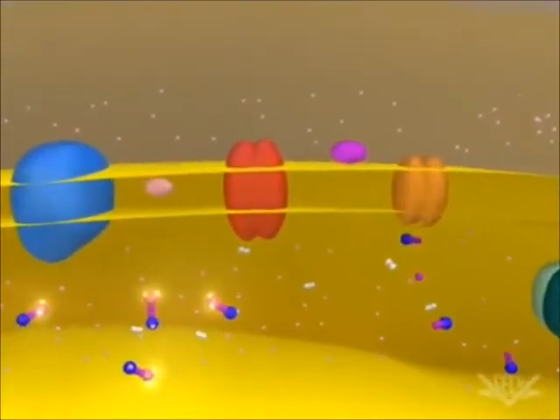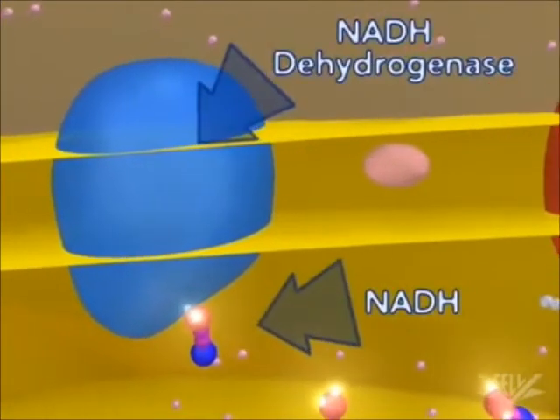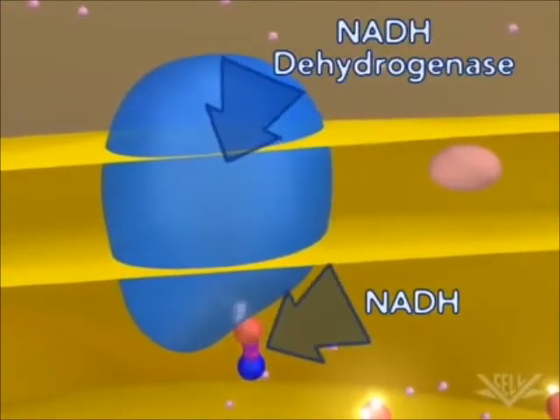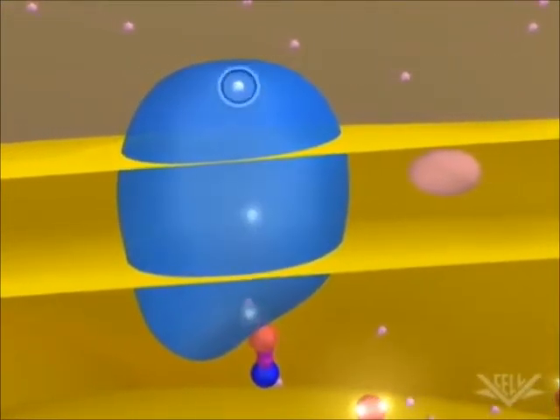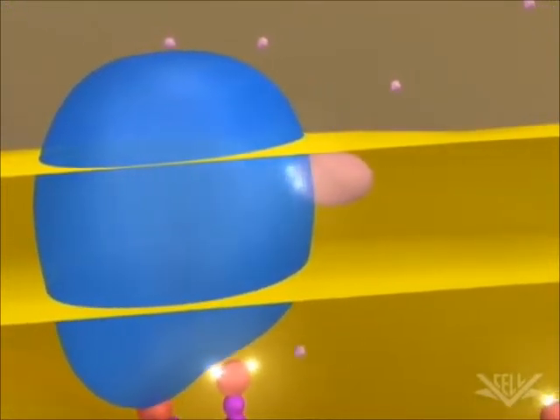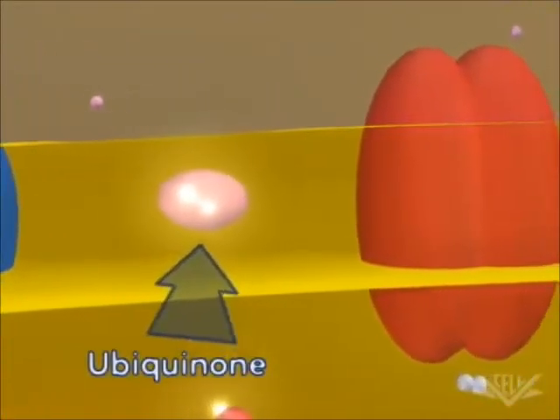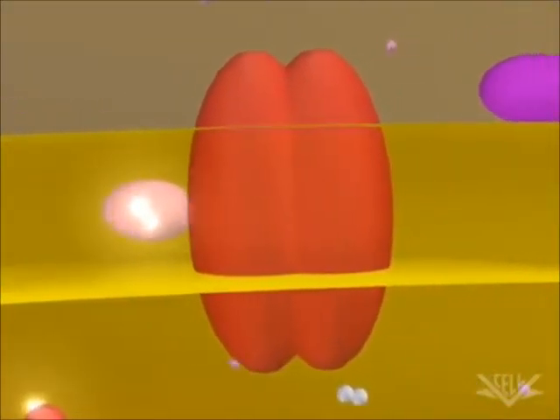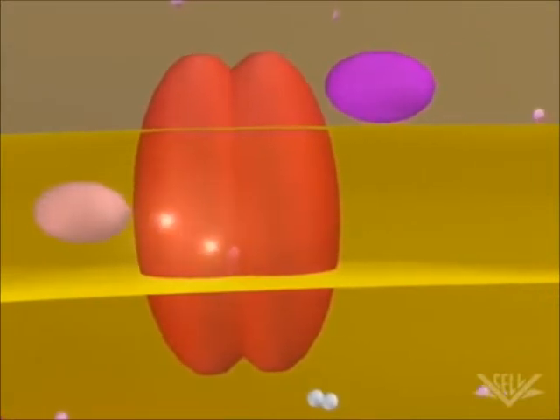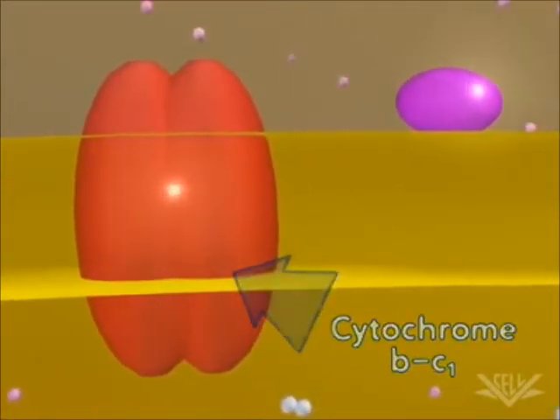At the start of the electron transport chain, 2 electrons are passed from NADH into the NADH dehydrogenase complex. Coupled with this transfer is the pumping of 1 hydrogen ion for each electron. Next, the 2 electrons are transferred to ubiquinone. Ubiquinone is called a mobile transfer molecule because it moves the electrons to the cytochrome BC1 complex.